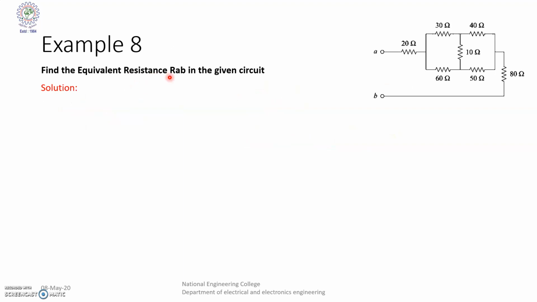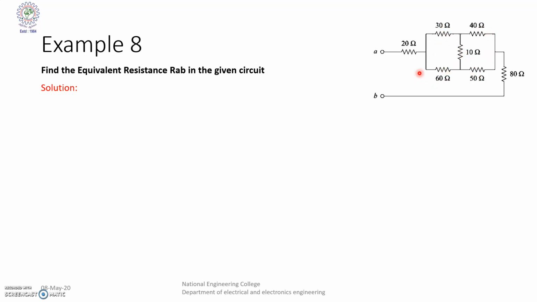So find the equivalent resistance RAB in the given circuit. So this is the given circuit. Our aim is to find the equivalent resistance across these 2 points. So here see 30, 10, 40. This is in star connection, or else 10, 40, 50. This is in delta connection, or 30, 10, 60 in delta connection.